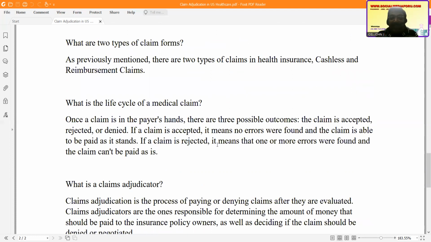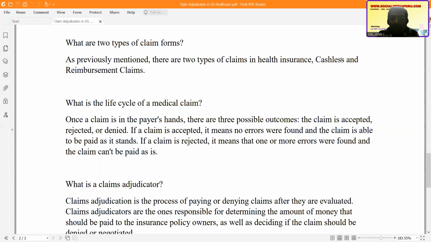As previously mentioned, there are two types of claims in health insurance: cashless and remittance claims. As I told you earlier, cashless means you can avail the treatment once the insurance verification and prior authorization is over. On the date you can avail cashless benefits, you have to pay the patient contribution alone. It will be split into two: patient responsibility and insurance responsibility.